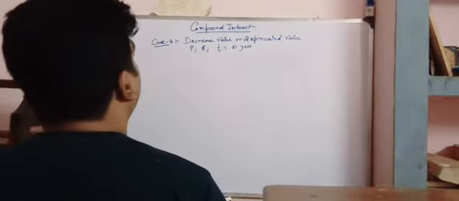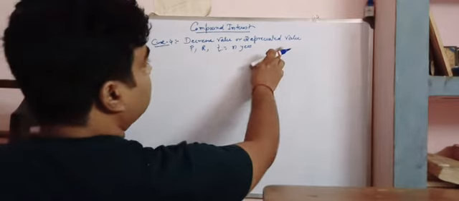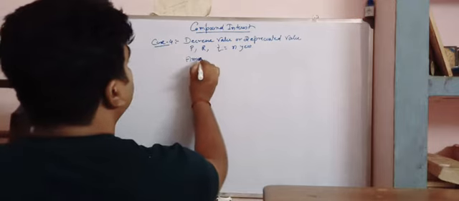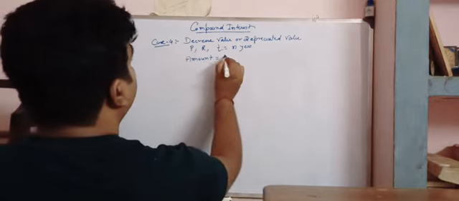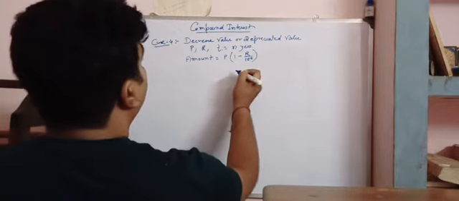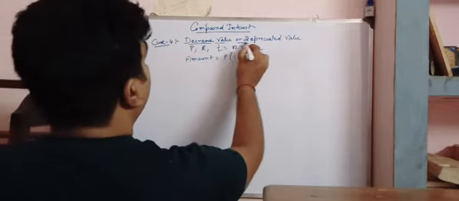So what should be my amount after N years? If the value decreases or depreciates every year, the amount should be P into (1 minus R by 100) to the power N. Why this minus? Because this is a decreased value or depreciated value. That's why minus is coming.